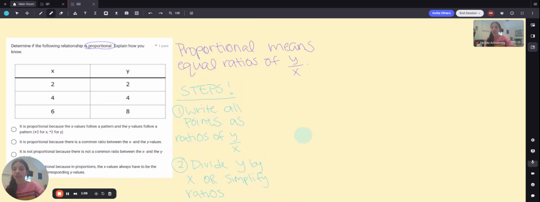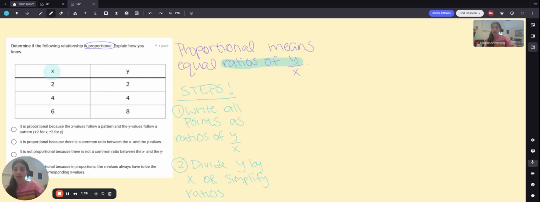Let's actually look at the table first. We can always look at the table and see what kind of patterns are given to us. But we need to be very, very careful, because if we do see a pattern, that doesn't necessarily mean it's proportional. We have to make sure that the ratios y over x are equivalent to each other.